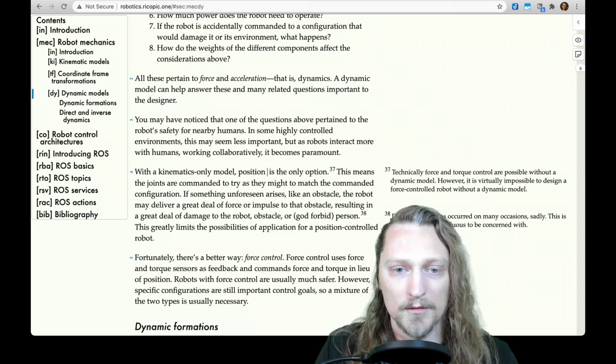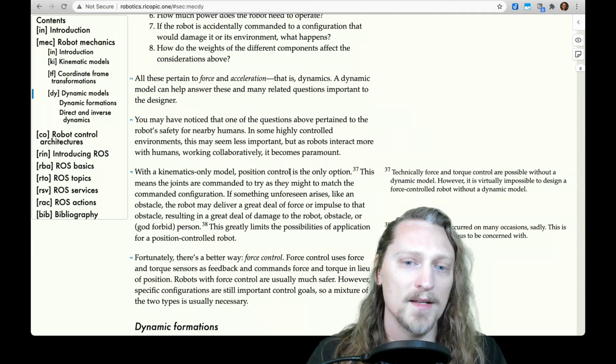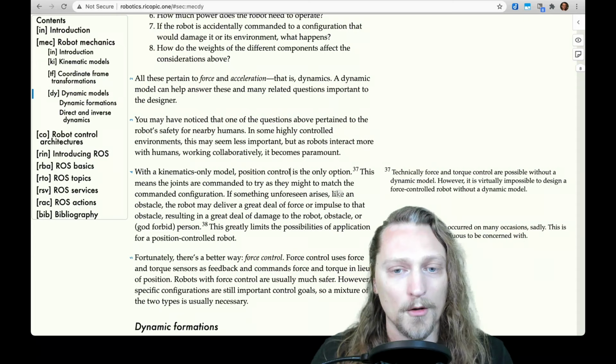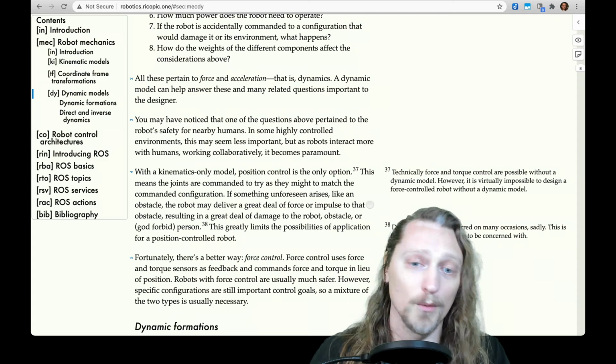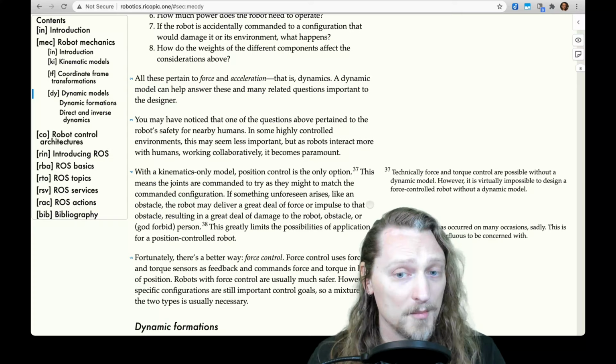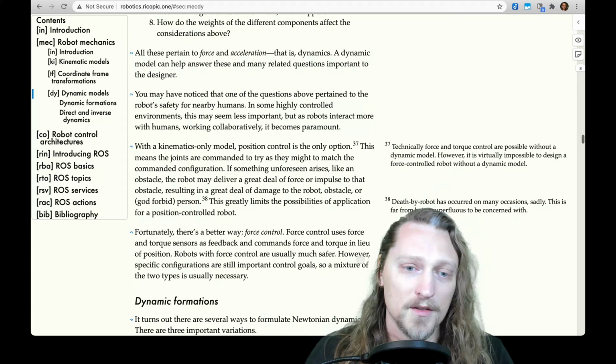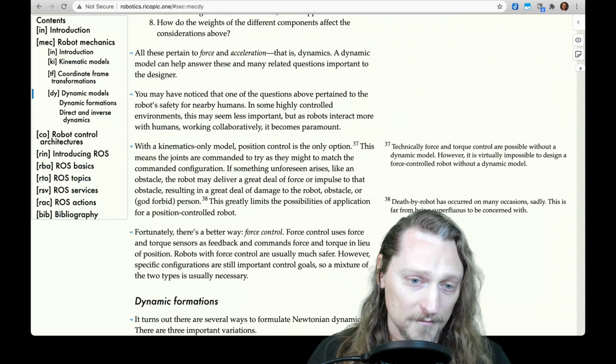This means the joints are commanded to try as they might to match the commanded configuration. If something unforeseen arises, like an obstacle, the robot may deliver a great deal of force or impulse to that obstacle, resulting in a great deal of damage to the robot, obstacle, or, God forbid, a person, and that has happened. This greatly limits the possibilities of application for a position-controlled robot.